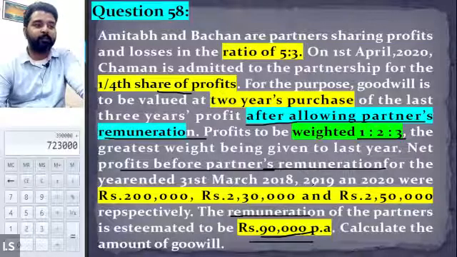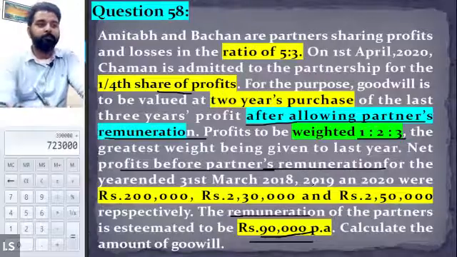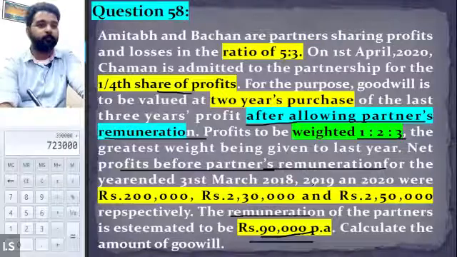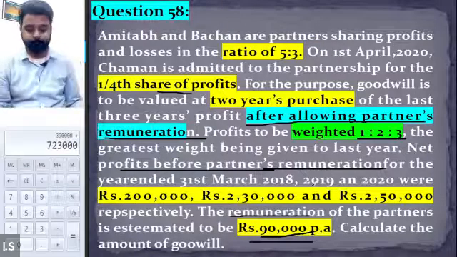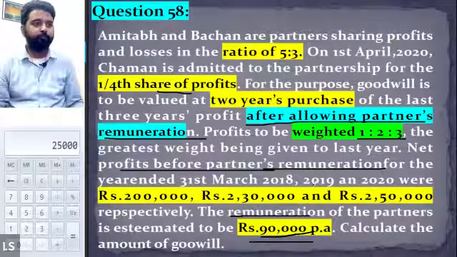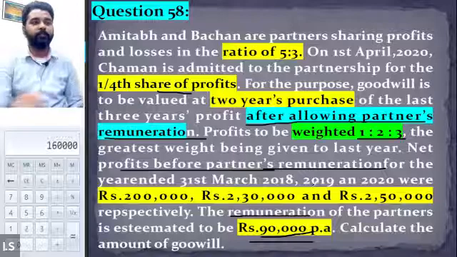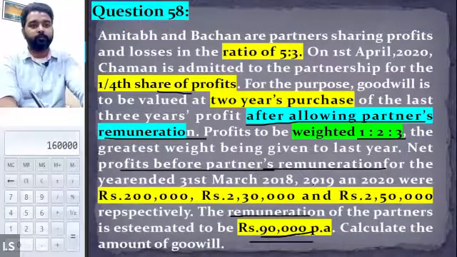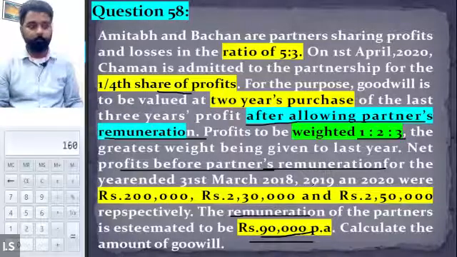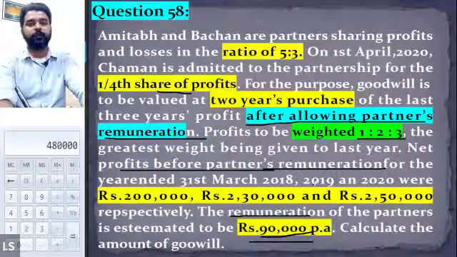I think I made a mistake. Sorry. Let me make the changes. Out of 2,50,000, we will be subtracting 90,000, and after deducting 90,000, we should get 1,60,000. And 1,60,000 multiplied with 3, 4,80,000. You're getting this value, 4,80,000.